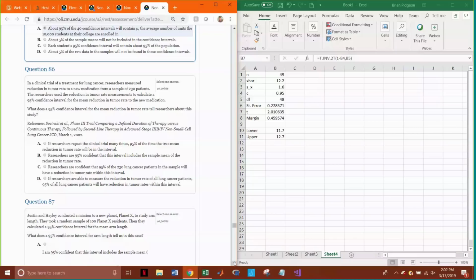Researchers are 95% confident the interval includes a sample mean. Nope. Researchers are confident that 95% of the 230 lung cancer patients will have a reduction. Nope. No. If researchers repeat this clinical trial many times, 95% of the time, the true mean reduction in tumor rate will be in the interval.